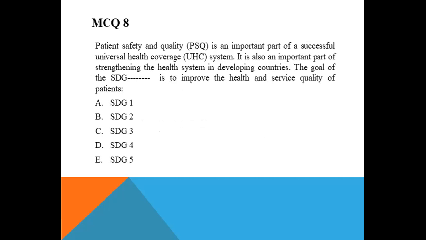MCQ 8. Patient safety and quality is an important part of a successful universal healthcare system. It is also an important aspect of strengthening health systems in developing countries. The goal of SDG dash is to improve the health and service quality of patients. Alpha, SDG 1; beta, SDG 2; C, SDG 3; delta, SDG 4; E, SDG 5. C will be the correct option, as SDG 3 is health for all and well-being, which is also associated with improved health and service quality of patients. So C will be the correct option, SDG 3.